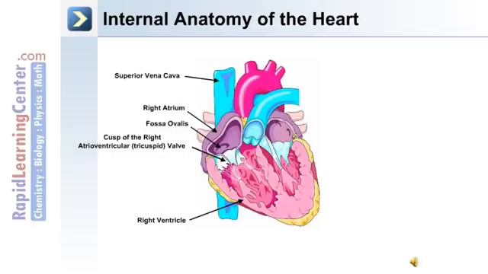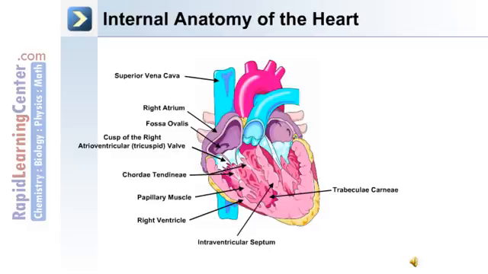Inside the right atrium is the fossa ovalis, and the cusps of the atrioventricular valve are attached to the chordae tendineae and the papillary muscle. Also inside the ventricles are trabeculae carneae. These are muscular folds that decrease friction during pumping. The left and right ventricles are separated by the intraventricular septum.